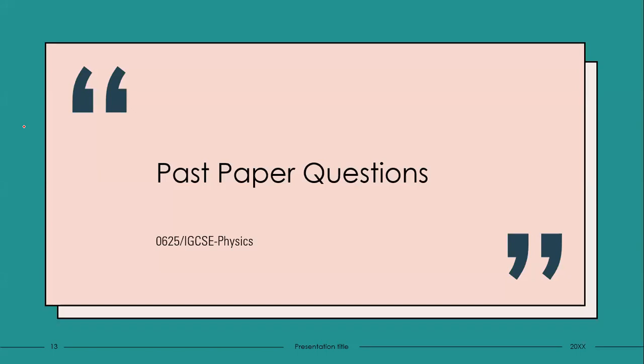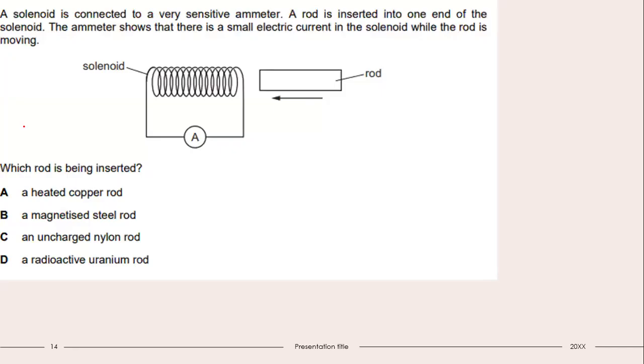Now let's do some of the past paper questions. Okay, let's look at the first question. This is the solenoid connected with an ammeter, and this is a rod. They're saying that a solenoid is connected to a very sensitive ammeter, which is actually a galvanometer. A rod is inserted into one end of the solenoid. The ammeter shows a small electric current in the solenoid while the rod is moving. It means while the rod is moving, the ammeter is showing the current.